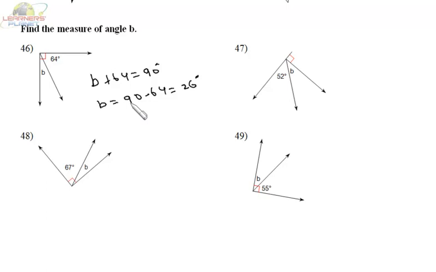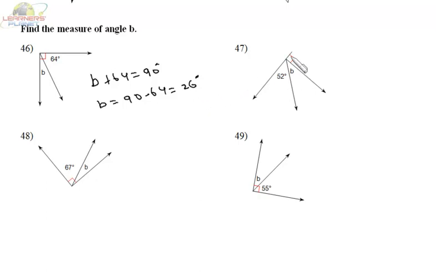So just a simple property we have used, that is the sum of complementary angles is 90 degree. Here B and 64 are complementary to each other and their sum must be 90 degree. So if we know this angle is 64 and their sum is 90, then we can find out the value of B. So B is 90 minus 64, that is 26 degree.